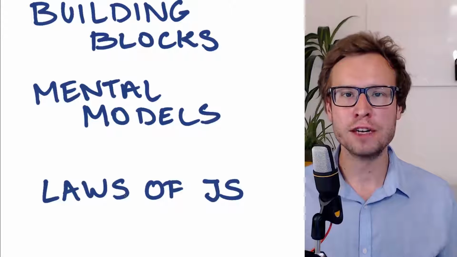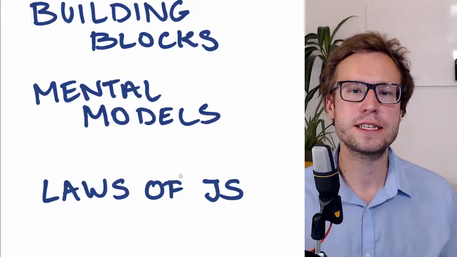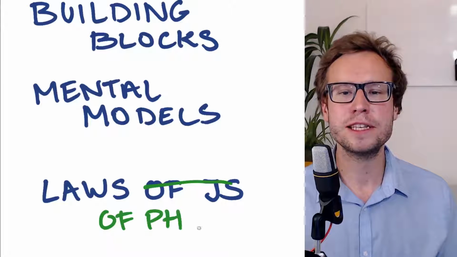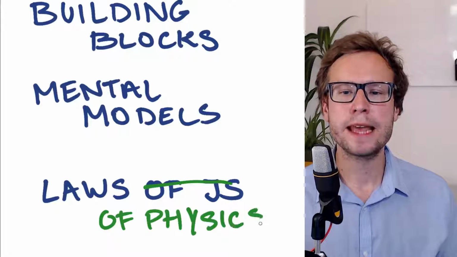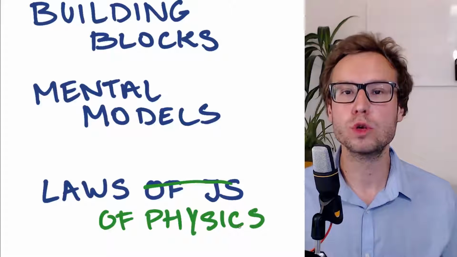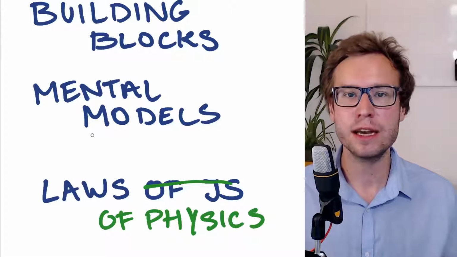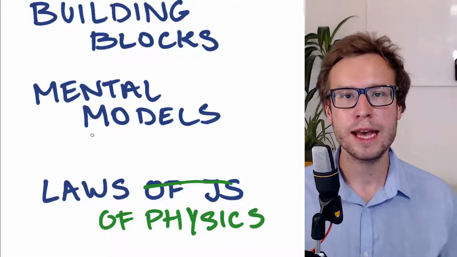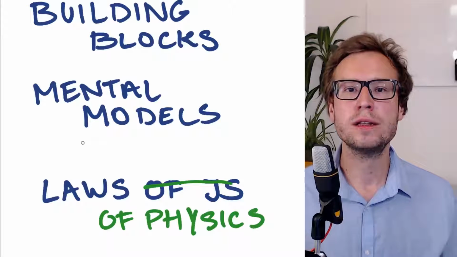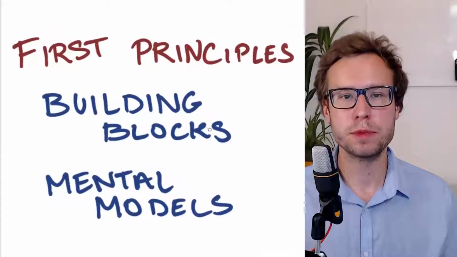What are the laws of the world of JavaScript? You could think about it as the laws of physics, actually. The laws of physics govern the natural world, and those are the first principles that help you understand how the world works. Well, in JavaScript, there are these laws, these things you can say are always true, and that allows you to build an understanding of the whole world of JavaScript. So that's what I mean by first principles.